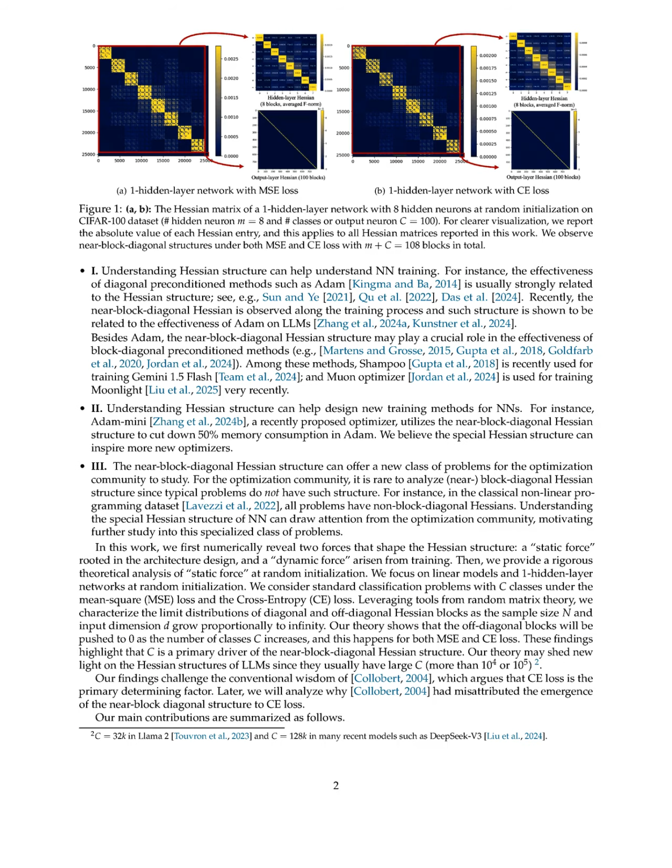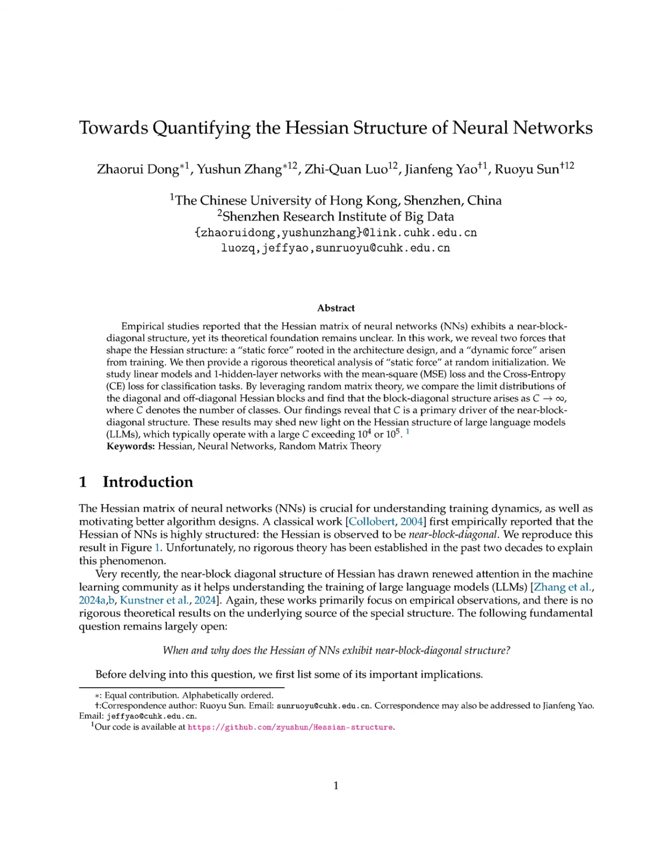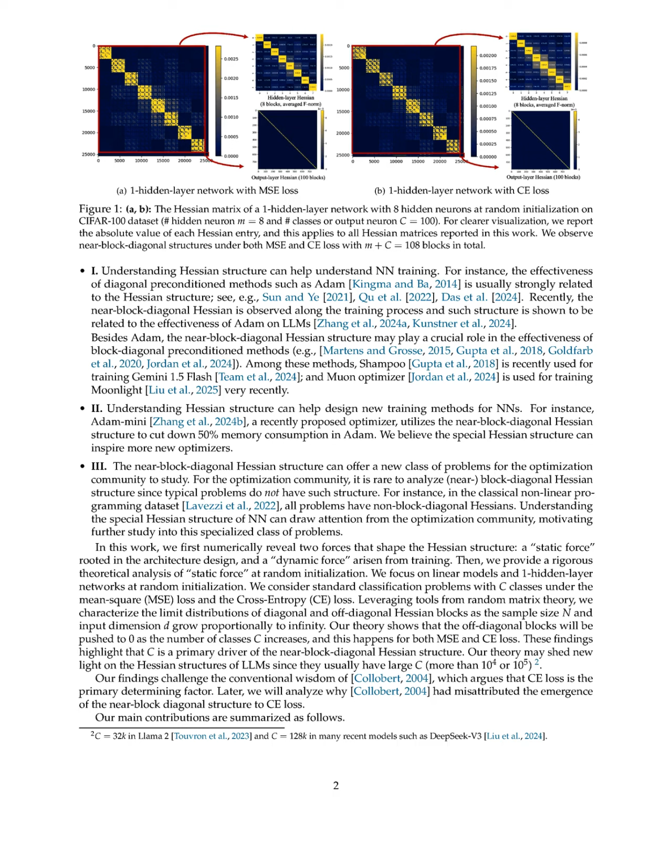This finding has practical implications, as it suggests that optimizers like Adam and Adam-mini can be more effective when designed with this architecture in mind, potentially reducing memory consumption and improving training efficiency. Additionally, the identification of both a static force from architecture and a dynamic force from training provides insights into how neural network designs can be optimized for better performance. Overall, the rigorous theoretical analysis not only challenges previous assumptions about the role of CE loss, but also opens avenues for developing new optimization algorithms tailored to the unique Hessian structures of neural networks.